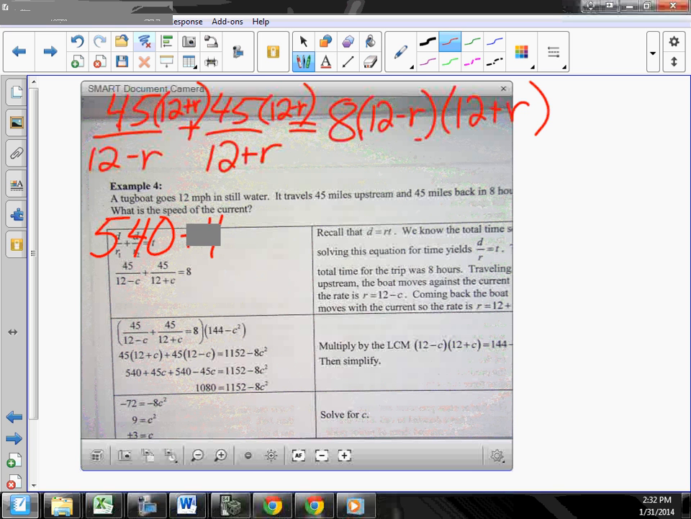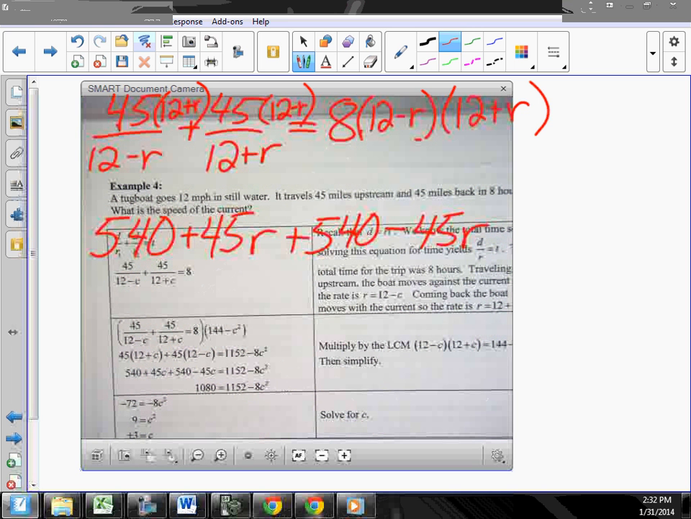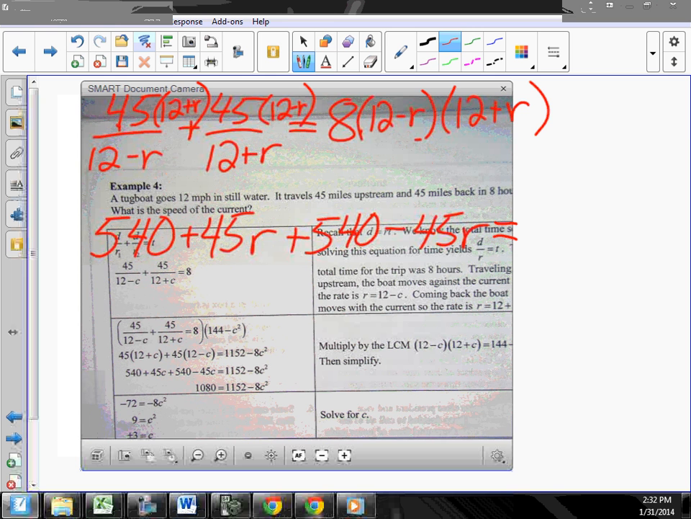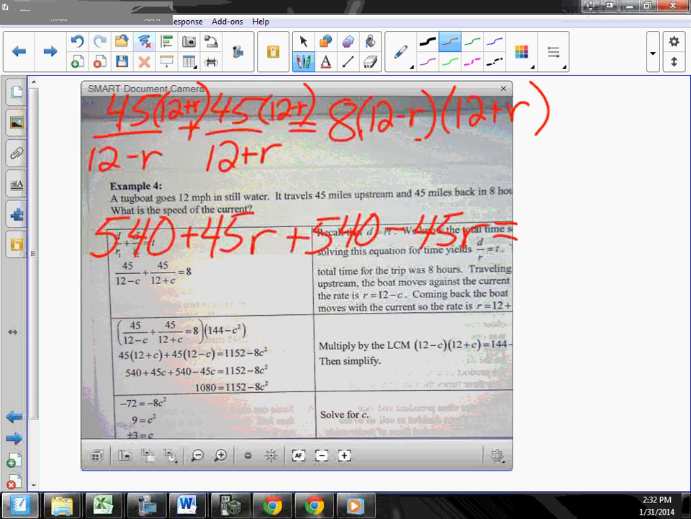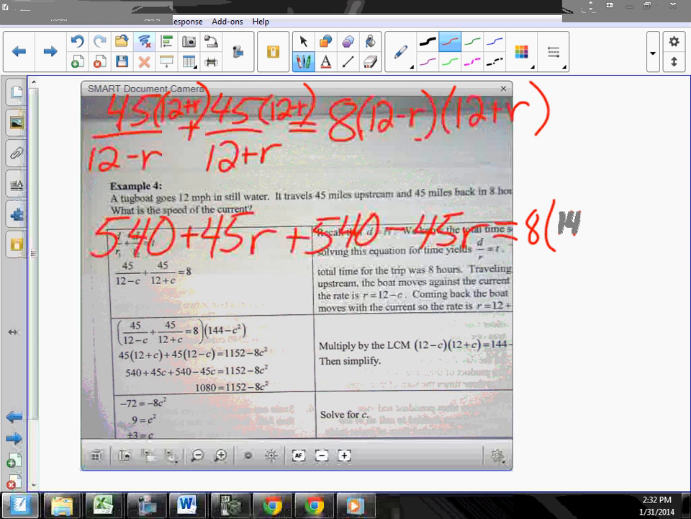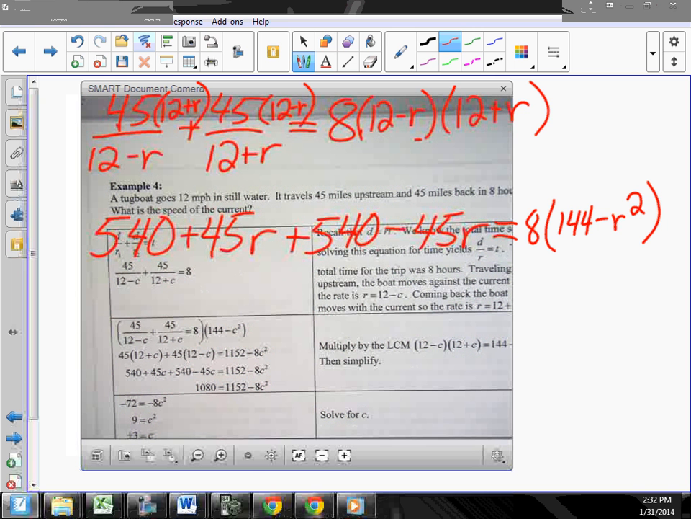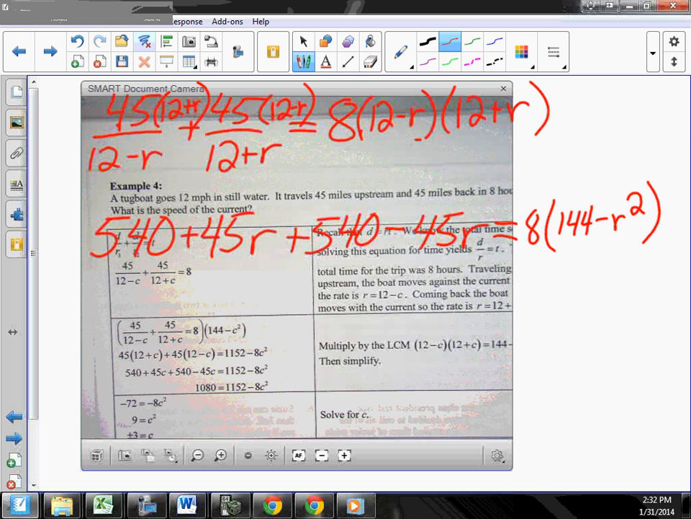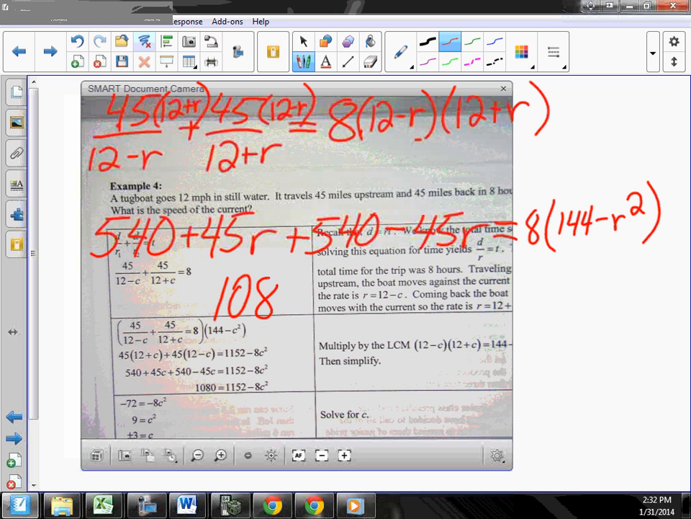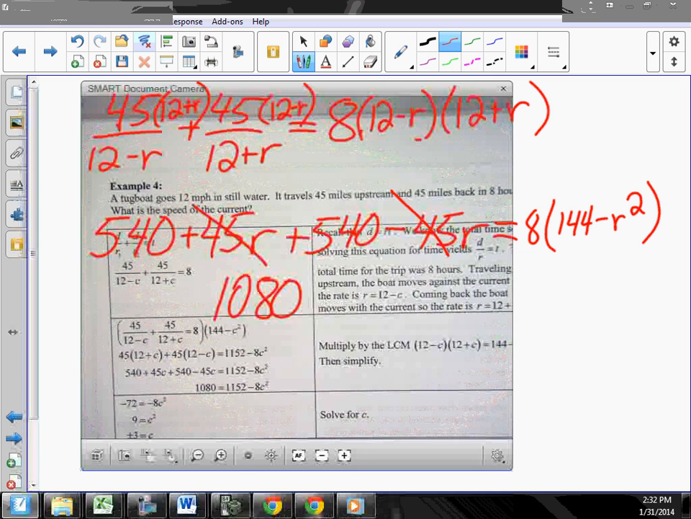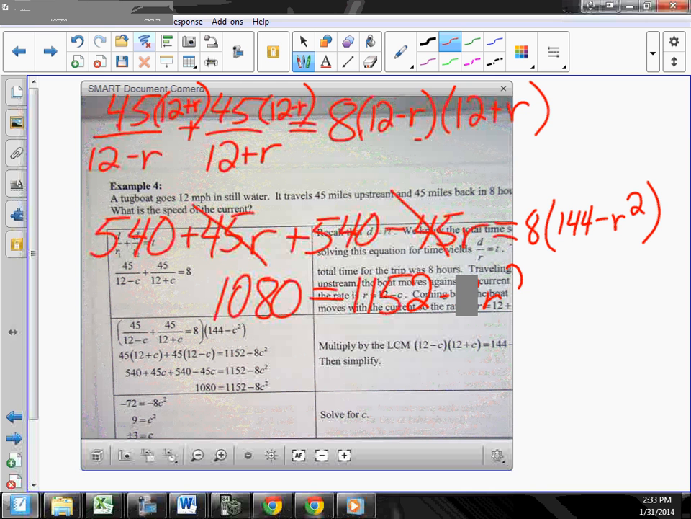540 plus 45r plus 540 minus 45r equals, this is going to be 8 times 144 minus r squared. Those are conjugates, right? So 12 times 12, and then I get 12r and negative 12r. Those cancel. Negative r times r is negative r squared. So 1080, those cancel, equals, what is that? 1152 minus 8r squared. Now what?